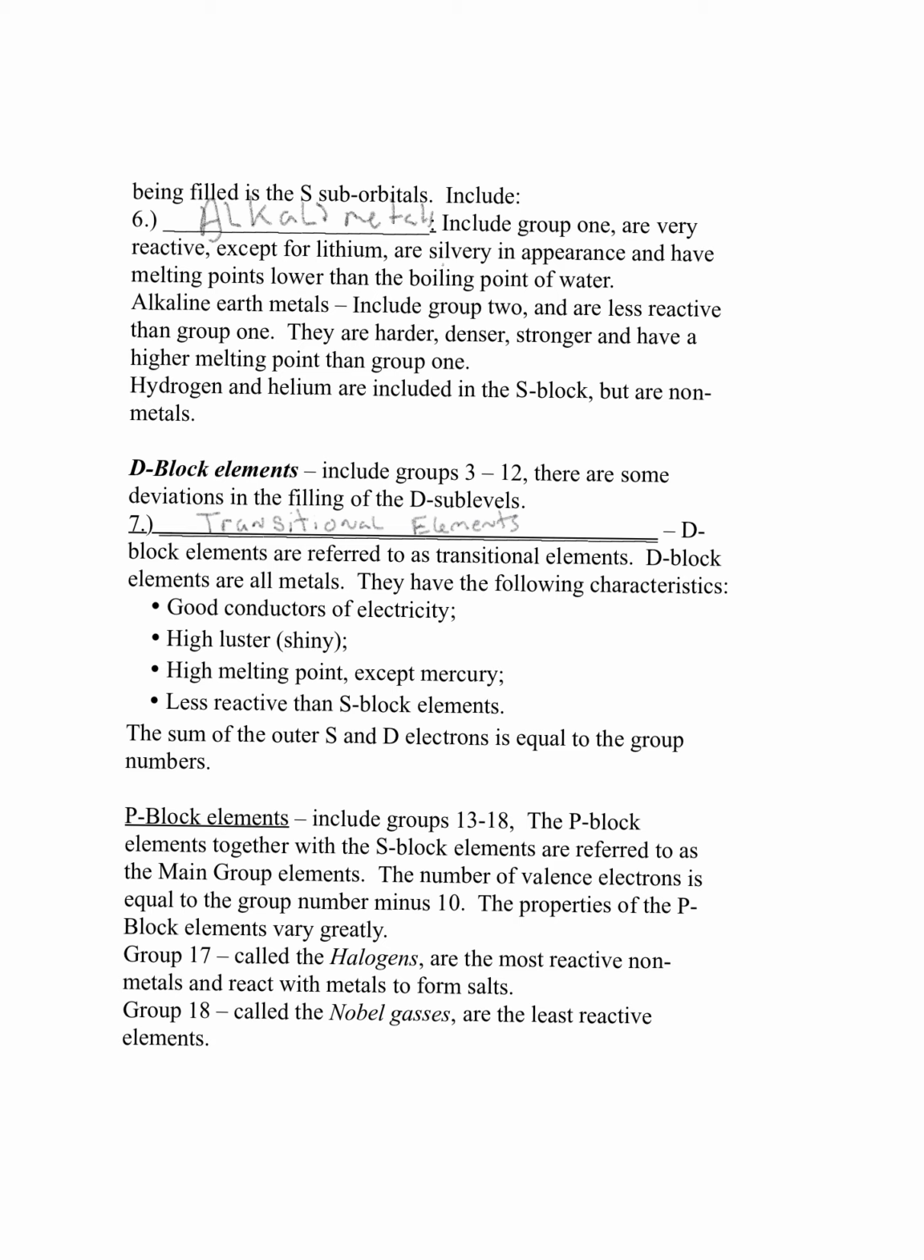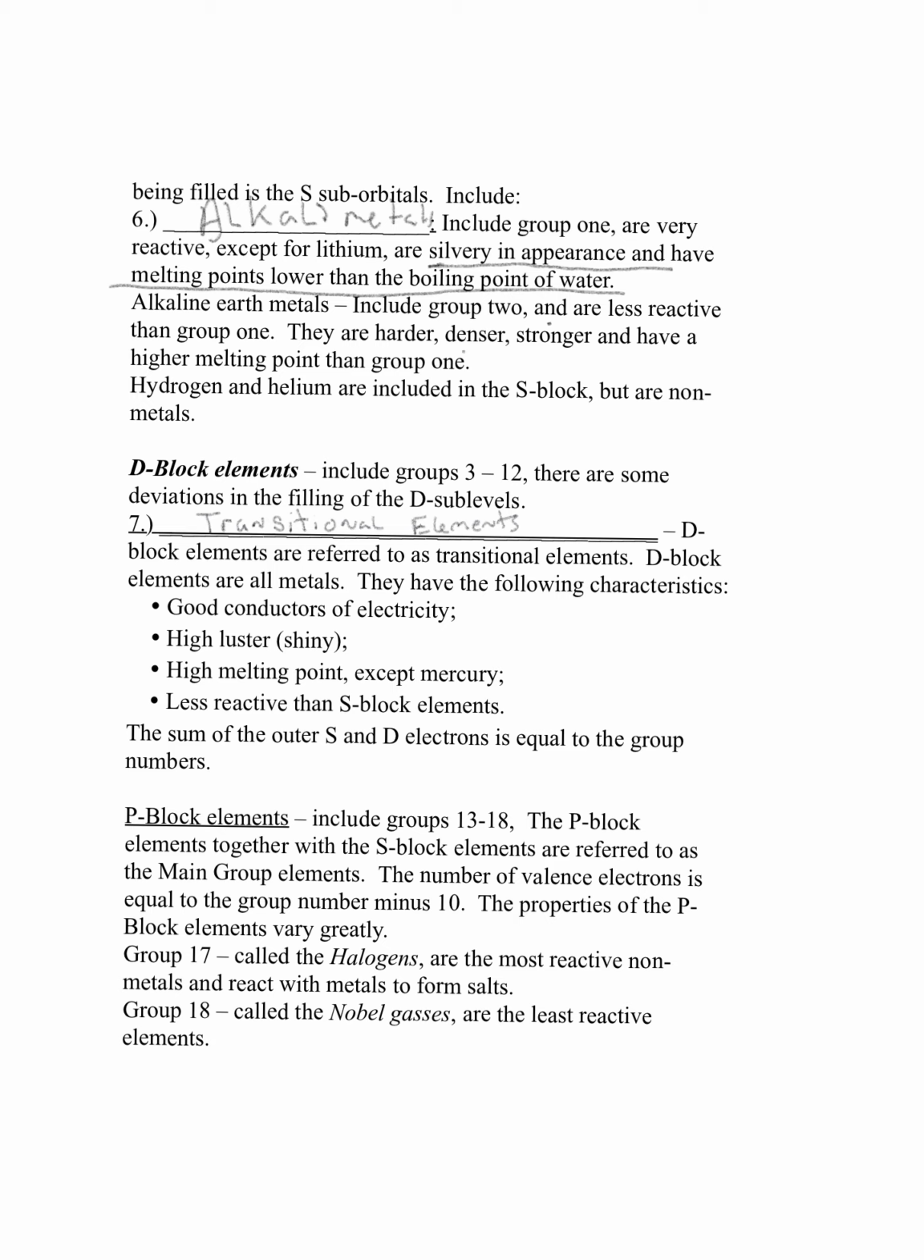They're silvery in color and have melting points lower than the boiling point of water. The alkaline earth metals include group 2 and are less reactive than group 1. They're harder, denser, stronger, and have a higher melting point than group 1. Hydrogen and helium are included in the S block, but are non-metals.